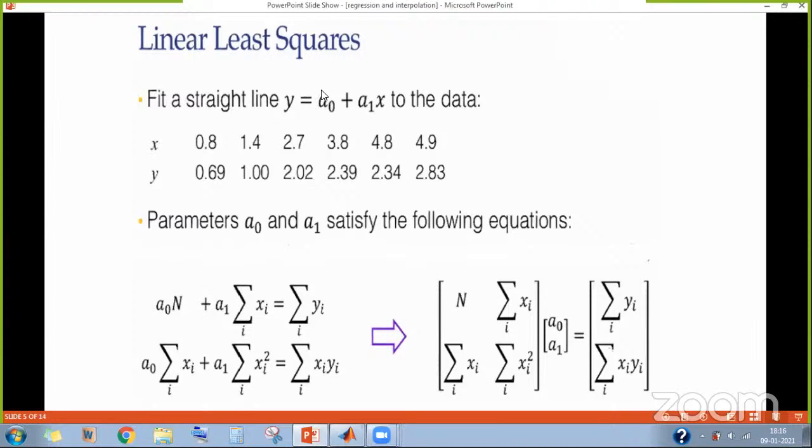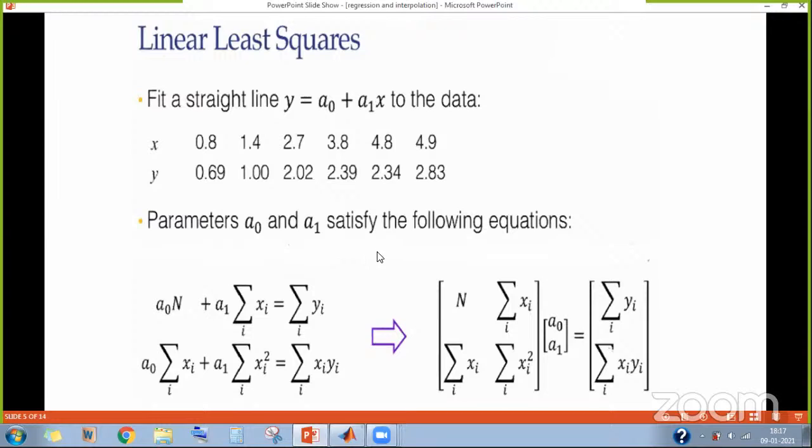What least squares does is that it tries to minimize the error, I mean the square of the error. In our case, our error will be y minus a0 minus a1 x, the whole thing squared. That is the least square error. Because we want to minimize that, we find the derivative with respect to a0 and also with respect to a1, and we set those to 0.